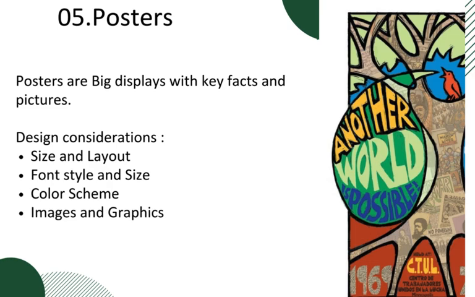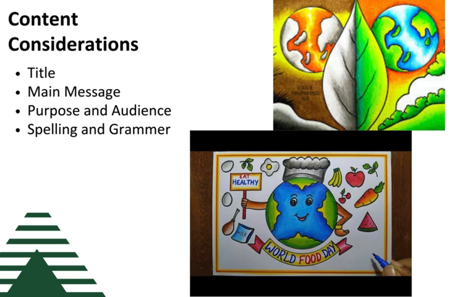When we're talking about content consideration, it should focus on following. First one is title. You should give a clear idea of what the poster is about. Main message is another point. You should focus on the key point you want the viewer to remember.